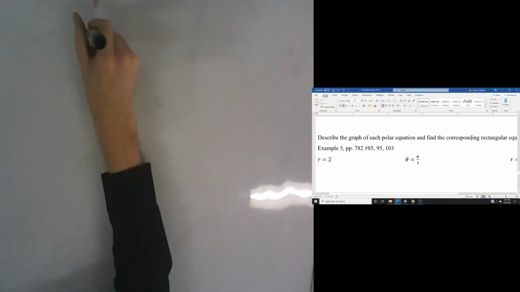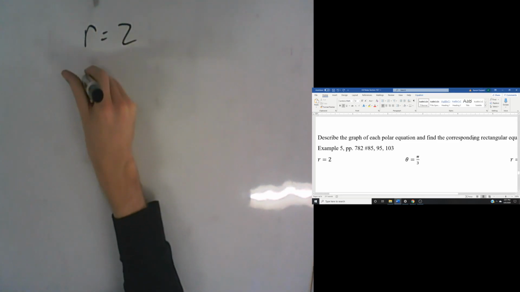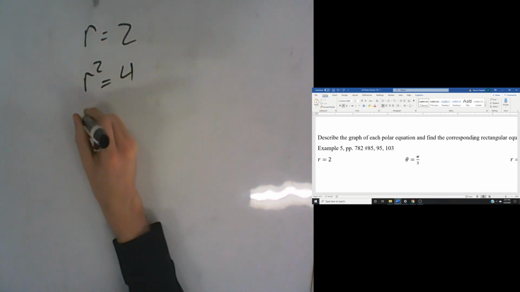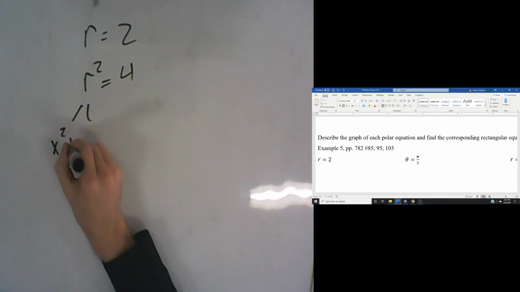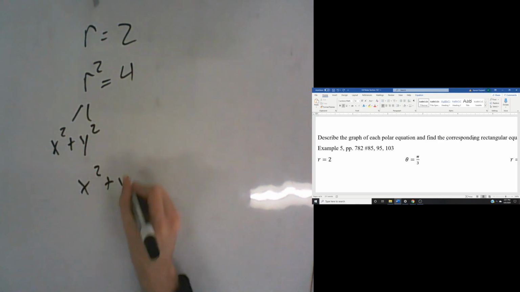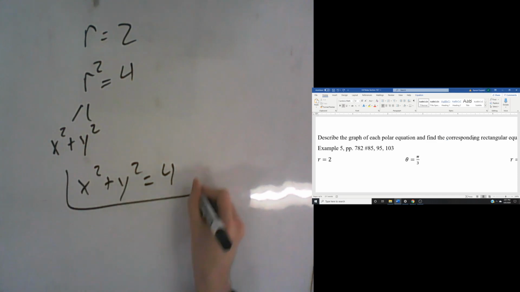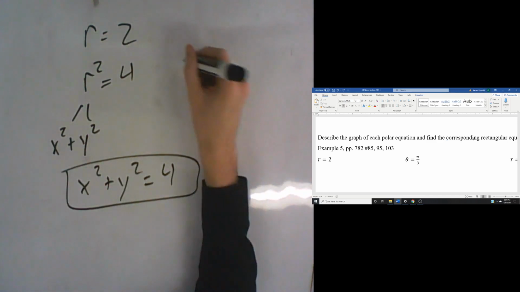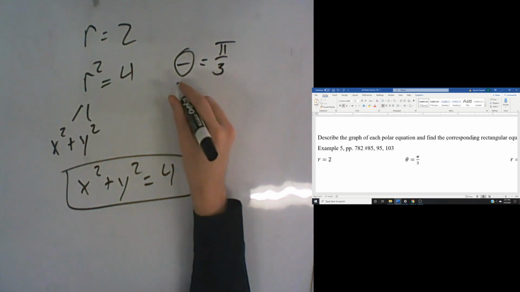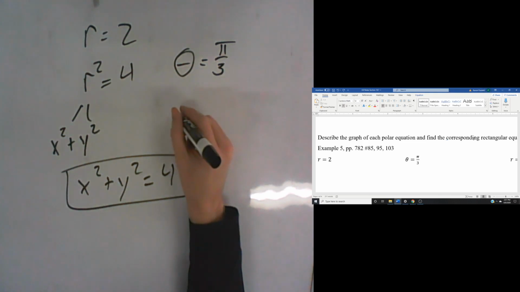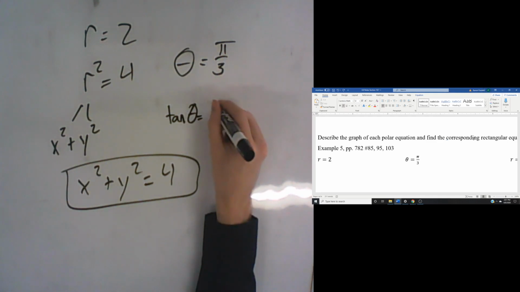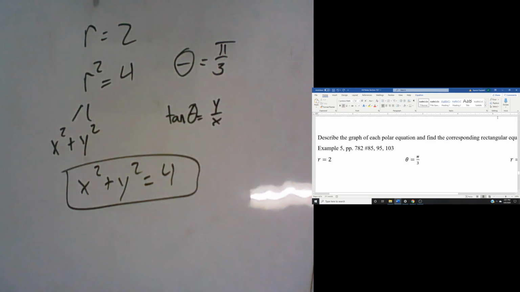Okay, so we get r equals 2, which is the same thing as r squared equals 4. Okay, r squared is the same thing as x squared plus y squared. So we get x squared plus y squared equals 4. Boom, done, finished. What about theta equals pi over 3? Great question. We also remember that tangent theta equals y over x. We got to remember that.